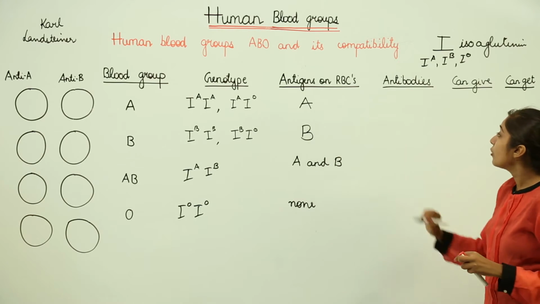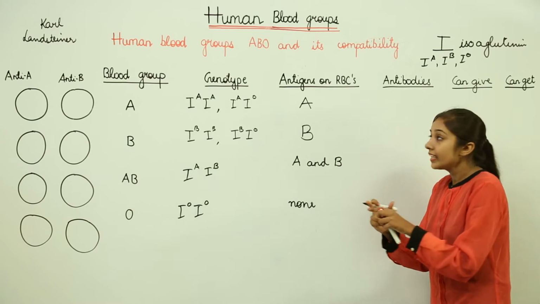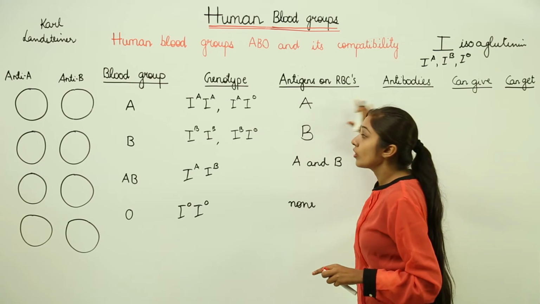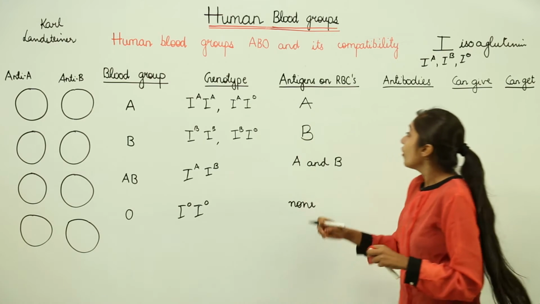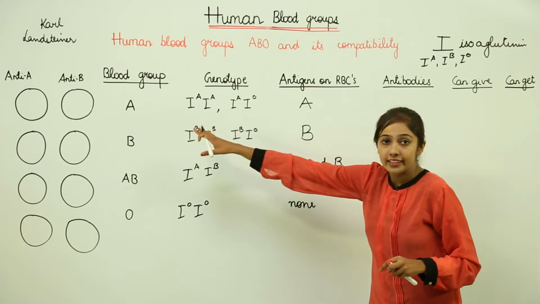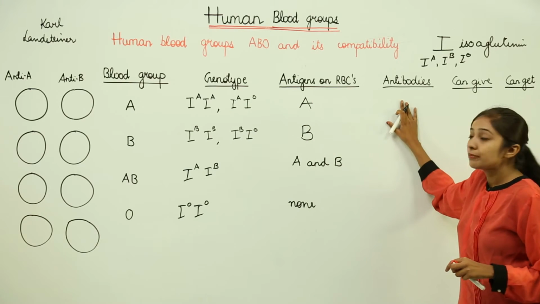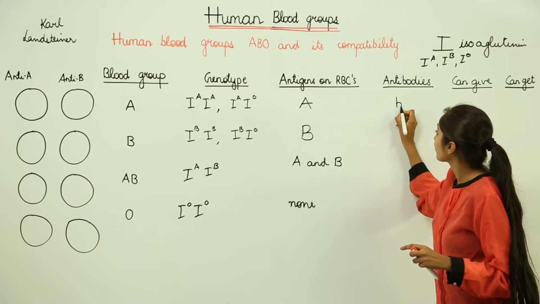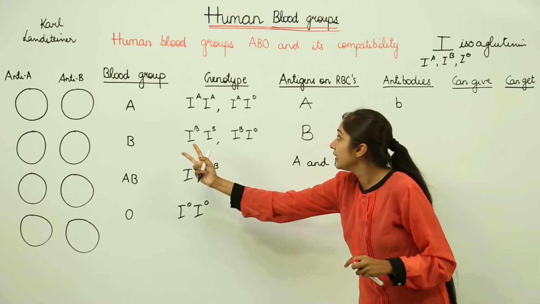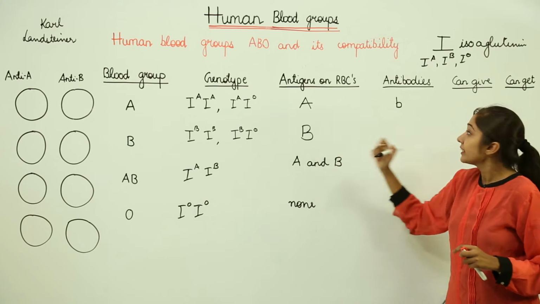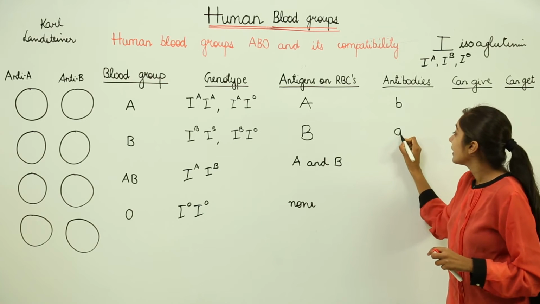Now if we talk about antibodies, then the opposite of this you will have to write here, and you will just use lowercase letters in this case. So if we talk about blood group A, the antigen is A, the antibody produced will be b. And if we talk about blood group B, the antigen is B, then the antibody produced will be a.